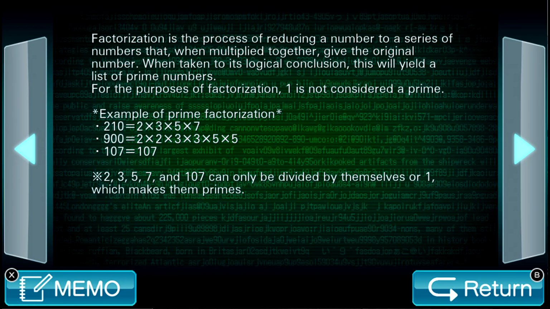Integer factorization. Factorization is the process of reducing numbers to a series of numbers that, when multiplied together, give the original number. When taken to its logical conclusion, this will yield a list of prime numbers. For the purpose of factorization, 1 is not considered a prime. Example of prime factorizations: 210 is 2 times 3 times 5 times 7. 2, 3, 5, 7, and 107 can only be divided by themselves or 1, which makes them primes.